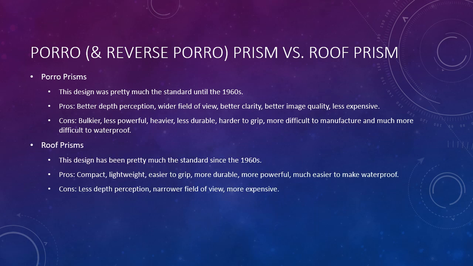Roof prisms. This design has been pretty much the standard since the 1960s. Pros: compact, lightweight, easier to grip, more durable, more powerful, much easier to make waterproof. Cons: less depth perception, narrower field of view, more expensive.